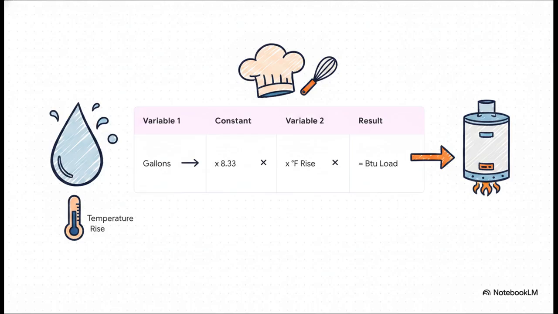You take variable 1, which is your gallons, and multiply it by our constant, 8.33. Then you multiply that by variable 2, your required Fahrenheit temperature rise. The result? That is your approximate heating load in BTUs. And if you run this calculation per hour, your result is in BTU per hour, which conveniently lines up perfectly with standard commercial heater ratings.